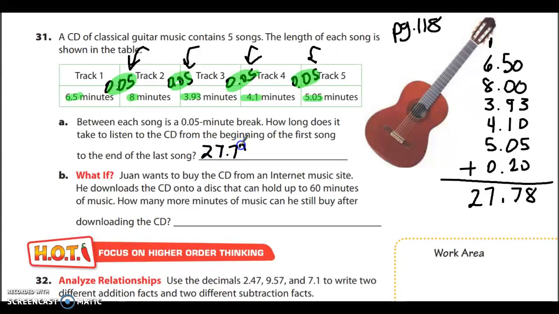And we need to label it. We are talking about minutes. So we're going to say 27 and 78 hundredths minutes.